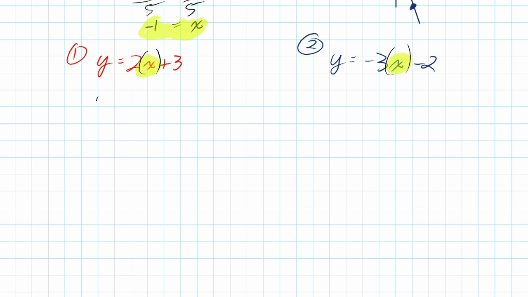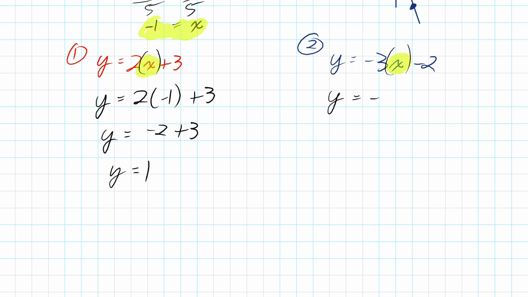So we'll try to carry this out. y is equal to 2 times -1 plus 3. y equals -2 plus 3. y equals 1. There you go. Same concept here: -3 times -1 minus 2. y equals 3 minus 2, so y equals 1. And boom, we got it.